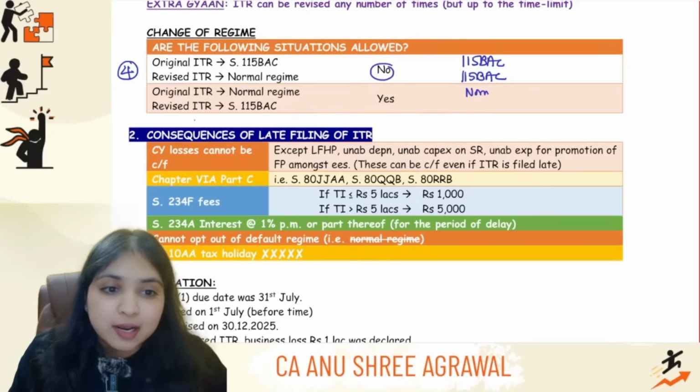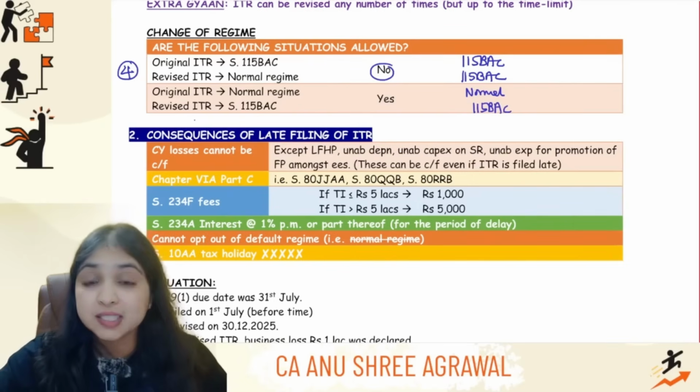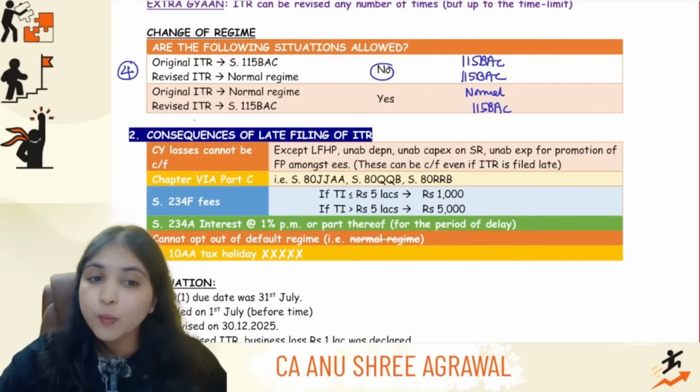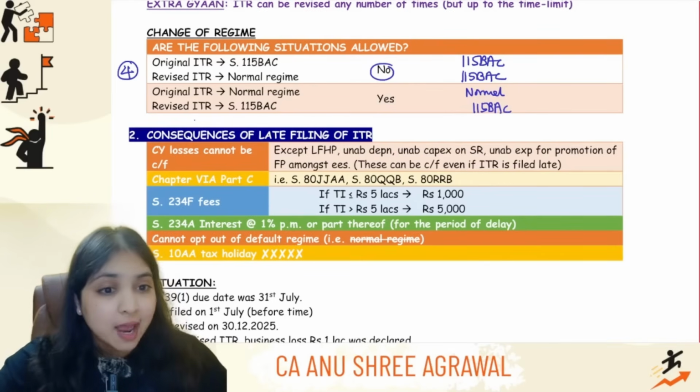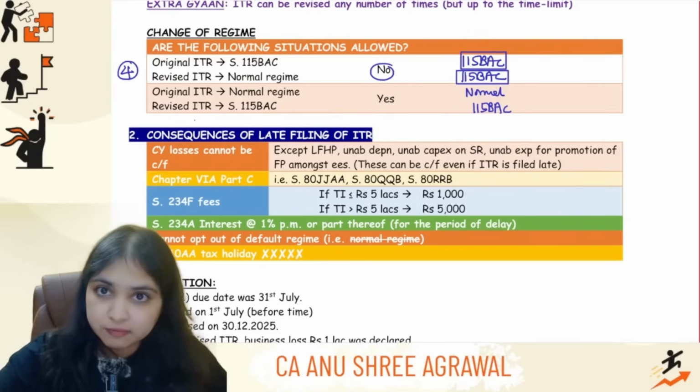If my original ITR was as per the normal regime, in my revised ITR, I can change the regime and I can say I will now follow 115BAC. This is allowed because obviously the government wants more and more people to follow 115BAC. So if your original ITR was in 115BAC, your revised ITR also has to be as per 115BAC only.